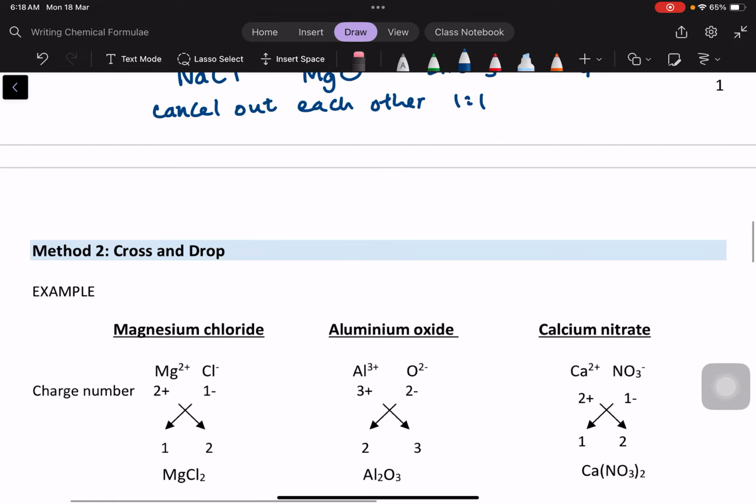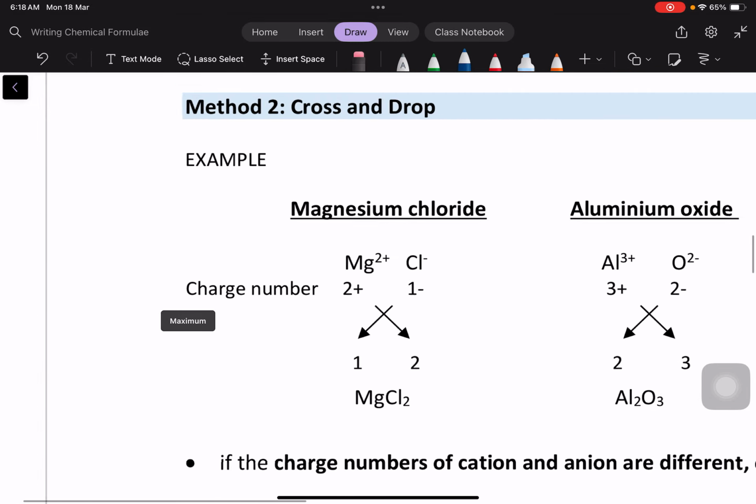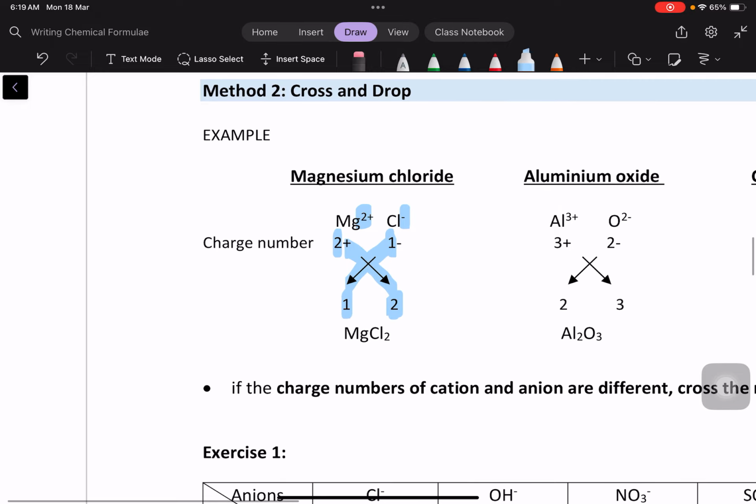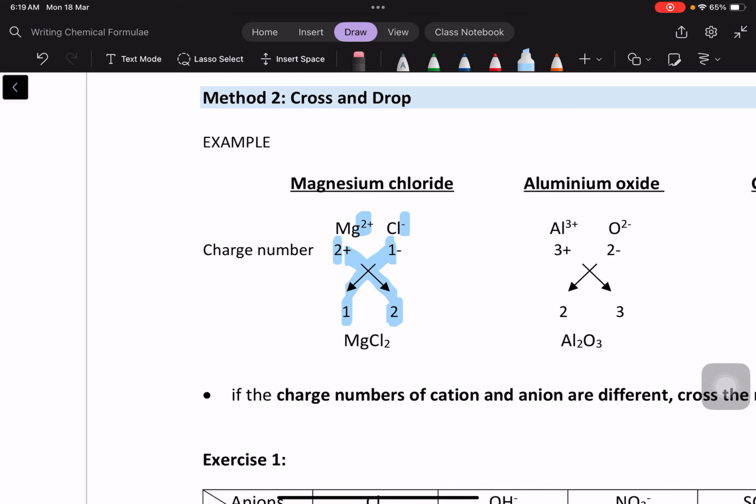Okay, so it can be like magnesium chloride. You have 2 plus on the left from magnesium, and 1 minus from chloride. So what you do is you cross this number 2 and drop to the right hand side. Again, you cross 1 and drop to the other side. So notice that you cross and drop the number, and therefore the ratio is 1 to 2 between magnesium and chloride.